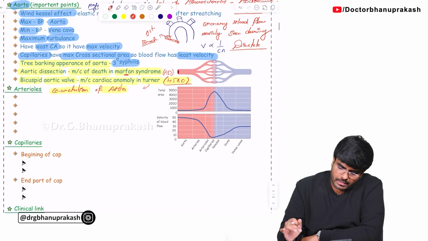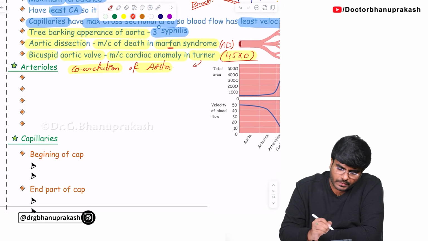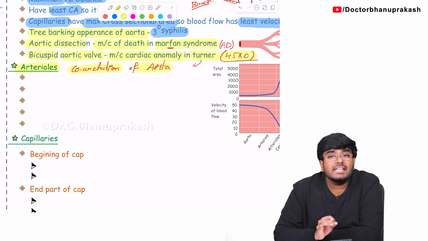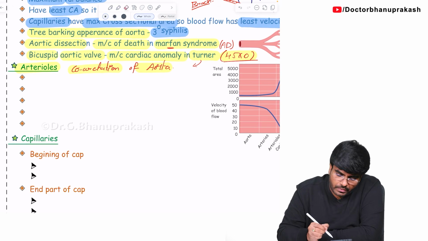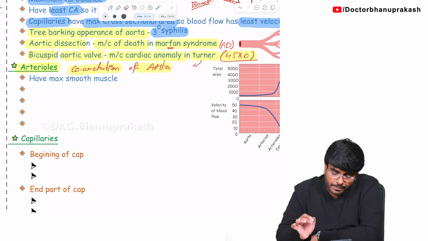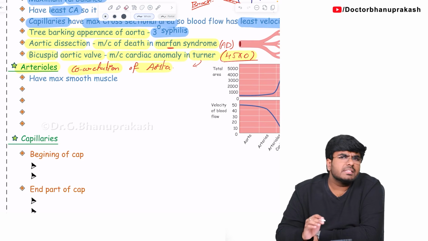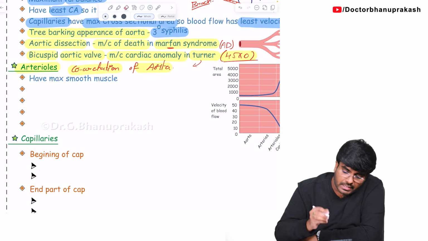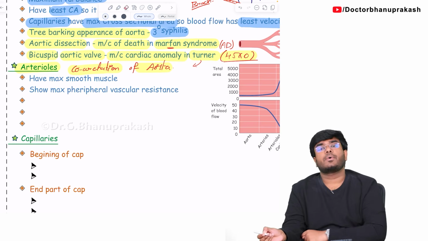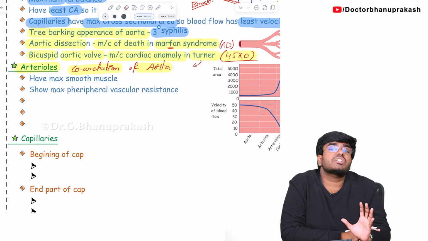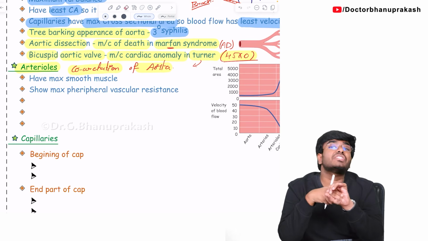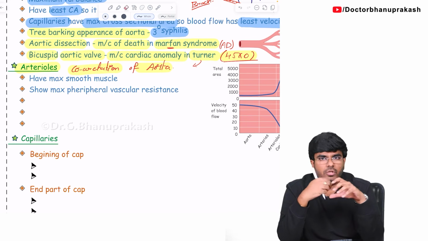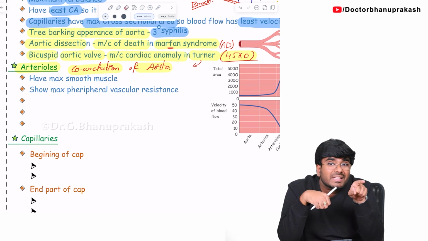Done. Next, now let me discuss the arterioles. Something very important about arterioles is that they have the maximum smooth muscle out of all the blood vessels. Which blood vessel has the maximum smooth muscle? Arteriole. So that's why these blood vessels can undergo severe vasoconstriction or dilation. So these blood vessels are called resistance blood vessels. Why? Because they offer resistance to the flow of blood. If the arterioles are constricted, it is very hard for the blood to flow.